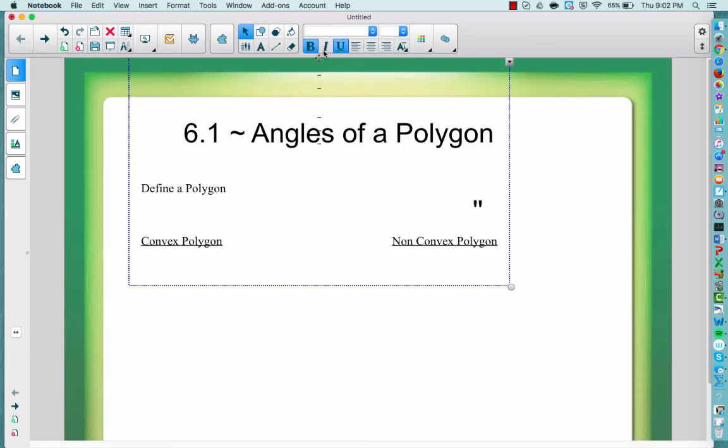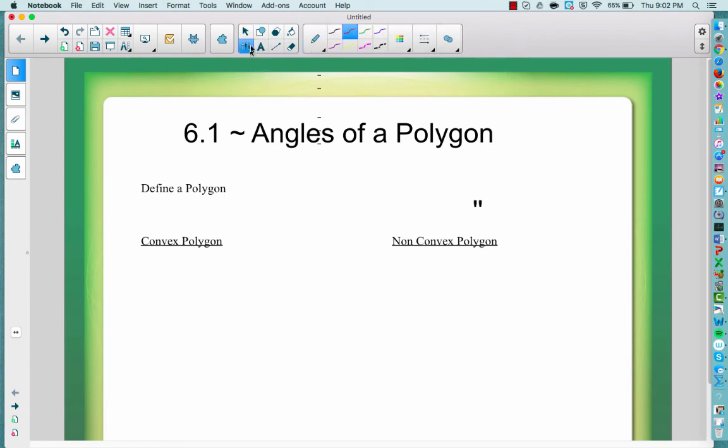Hi, so today's lesson is on section 6.1 if you're in my geometry class, but we're going to be talking about the angles of a polygon. Okay, so the angles of a polygon. So don't we really kind of need to know what a polygon is? It's got all these words.